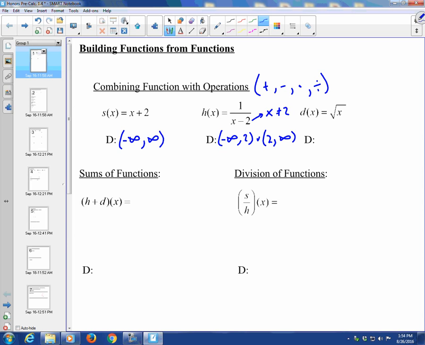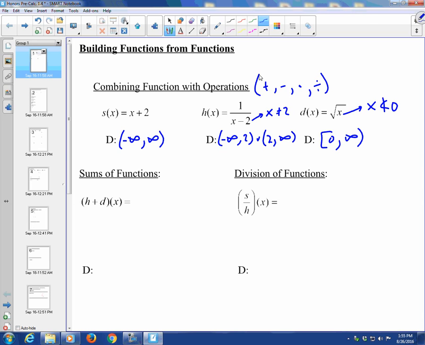For our d of x, we've got the square root of x, and we know that we can't have any x value that will give us a negative under an even radical. So that means that x cannot be less than 0, and our domain will be from 0 to positive infinity, including 0. So here we have our initial functions and their domains. And what we're going to do now is talk about combining some of these initial functions to get new functions.